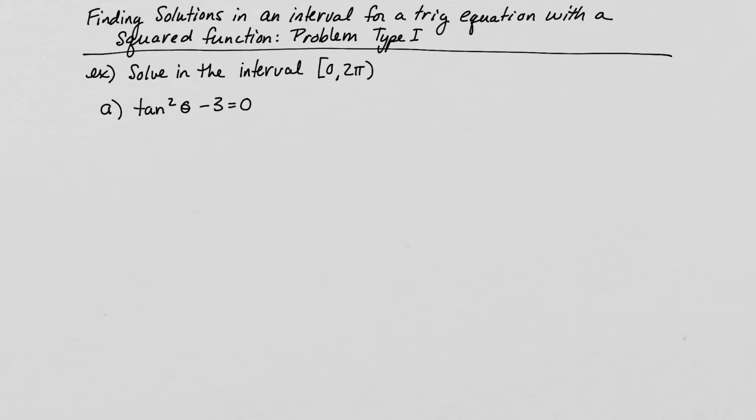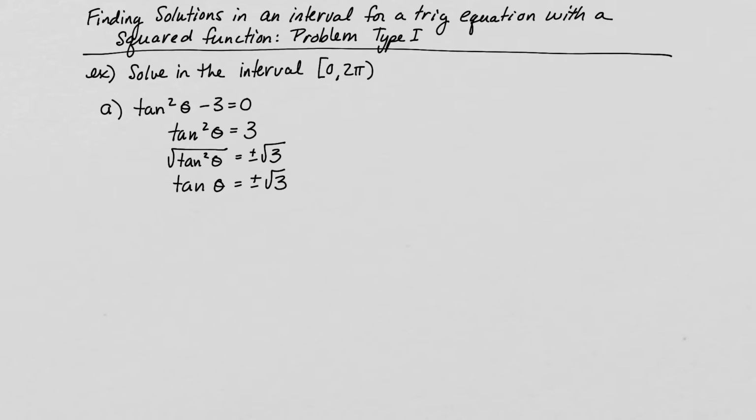So in this problem, because there's only one instance of the tangent, I can isolate it. So we'll add 3 to both sides. So I end up with tangent squared theta equals 3. And now I can take the square root of both sides to get the tangent theta all by itself. Remember, when you take the square root, you have to worry about plus or minus. So here we're saying that the tangent of theta is equal to plus or minus the square root of 3.